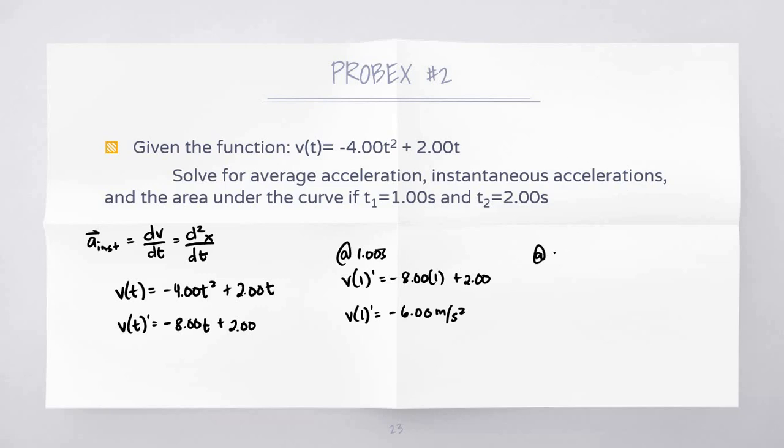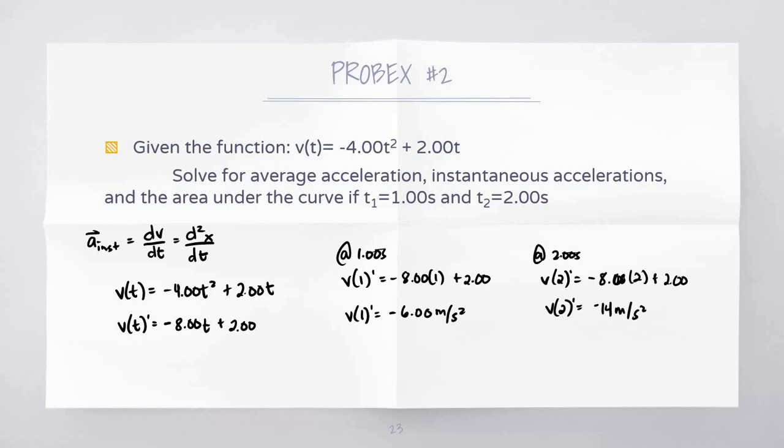And at 2 seconds, that's v prime of 2. So v prime of 2 is equal to negative 8 times 2 plus 2. That's negative 8 times 2, so negative 16 plus 2. This gives us negative 14 meters per second squared as our answer. So those are the instantaneous accelerations of the particle at 1 second and at 2 seconds.